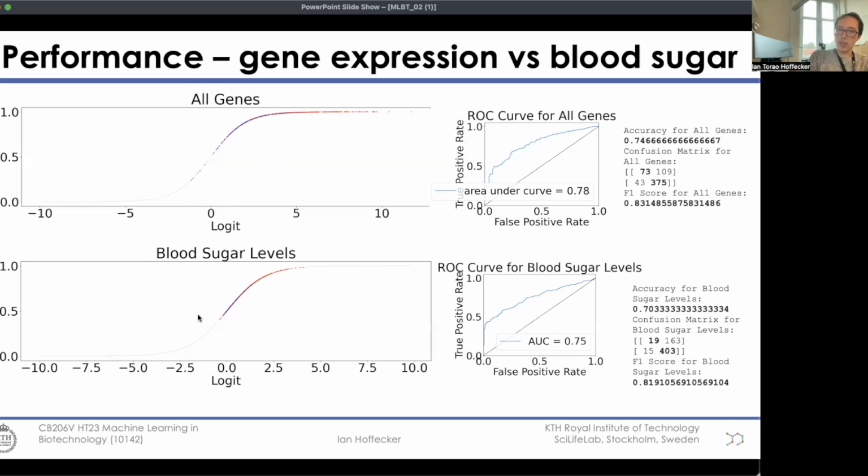But what if we try to predict the pathological status on the basis of blood sugar level? So this is the one we visually saw looking at this heat map and the histogram. And we see that indeed, you again get a curve above the diagonal here. We get an area under the curve of 0.75, and we get an accuracy of 0.7. All of these are a little bit worse than our gene-based predictor. So we had an accuracy of 0.74 in that case, an F1 score of 0.83 versus 0.819 here, area under the curve 0.78 versus 0.75. So what is going on here?